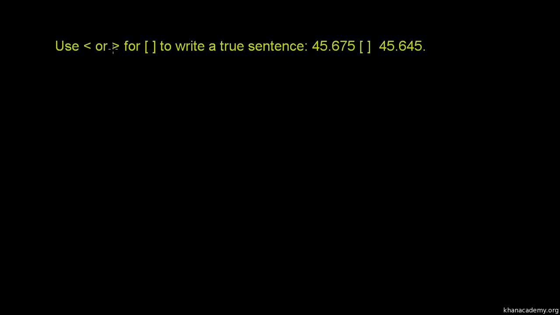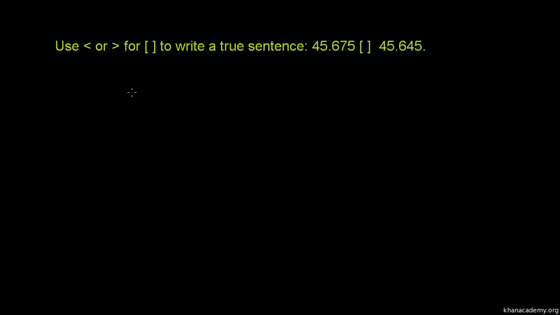Use less than or greater than for this little brackets thing to write a true sentence. So they essentially want us to say whether 45 and 675 thousandths is greater than or less than 45 and 645 thousandths. So let's look at each of these numbers. So I'm going to just write them on top of each other.